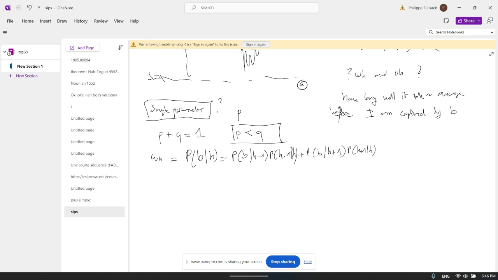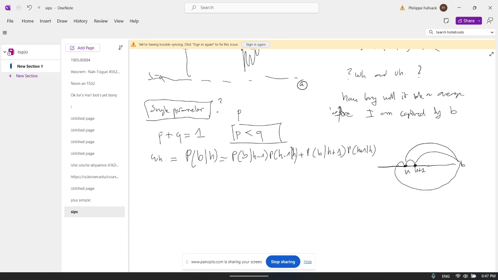Okay, so if I read that, it's quite evident. The probability of B given H is the probability of B given H minus 1 times the probability of H minus 1 given H, plus the probability of B given H plus 1 times the probability of H plus 1 given H. So I'm starting either from H plus 1, so it's like this, okay? Instead of going from H to B here, I'm actually doing that in 2 steps, okay? This H plus 1 here, and that's H minus 1, okay?